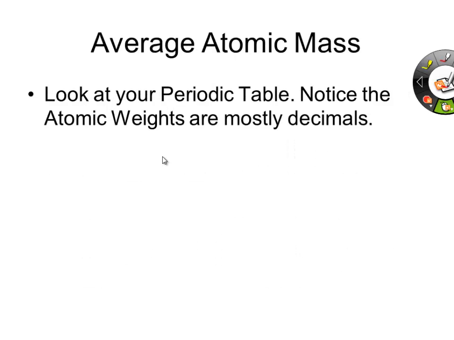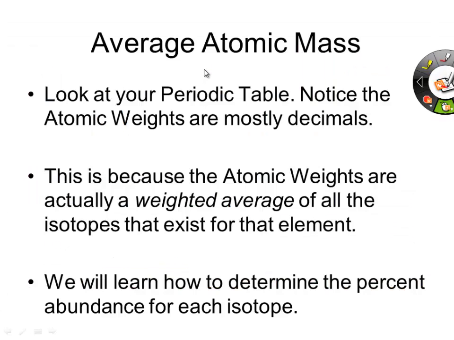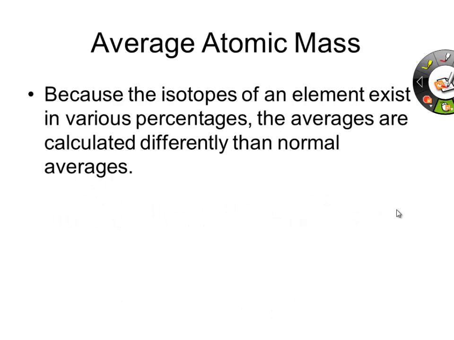For the average atomic mass, we're going to look at a periodic table and notice that all of them, except for the radioactive elements, have an atomic mass that is a decimal. Now, why is that? This is because the atomic weights are actually a weighted average of all the isotopes that exist for that element. And we're going to learn how to determine the percentage abundance for each isotope. And that comes up now.